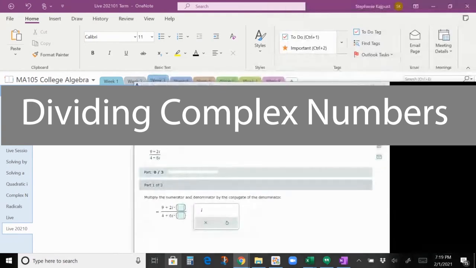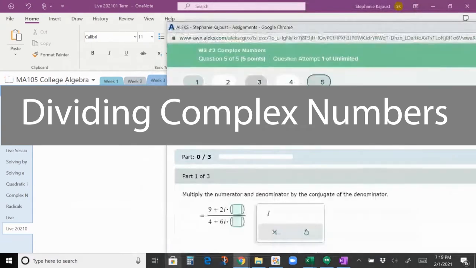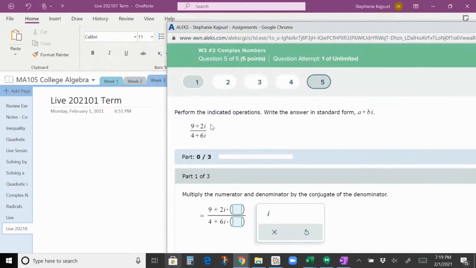Okay, so question 5, here's an example. It says perform the indicated operations, which I personally hate those directions. I would prefer if they said divide, multiply, or something like this, because here they're not telling you divide. They're not really, because you don't see a division symbol or multiplication symbol or anything like that. You have to just assume that it's a fraction, so I'm going to divide here. And we want to write the answer in standard form.